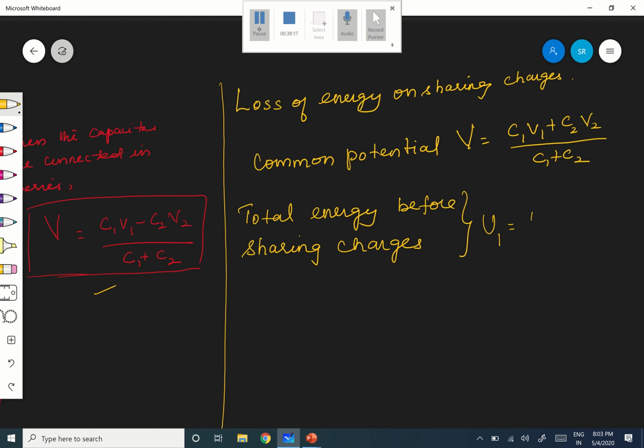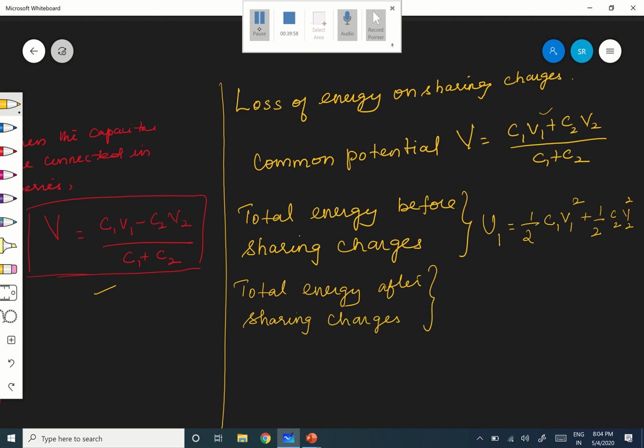The first capacitor has energy half C1 V1 squared, and the second capacitor half C2 V2 squared. Here I am taking only the CV combination, because everything here is in CV. Which combination to be taken depends on the problem. Therefore it is half C1 V1 squared plus half C2 V2 squared. Next, the total energy after sharing charge.